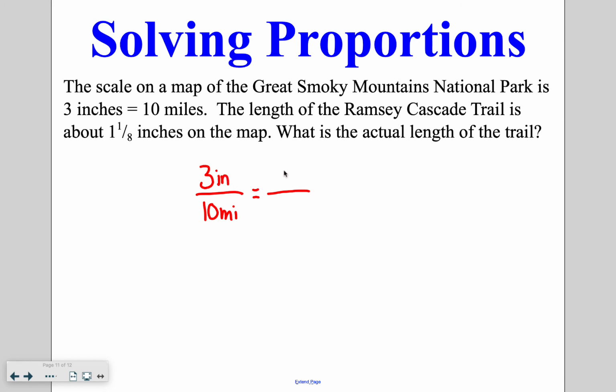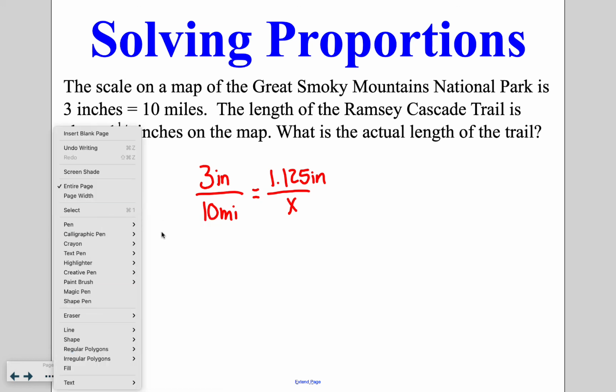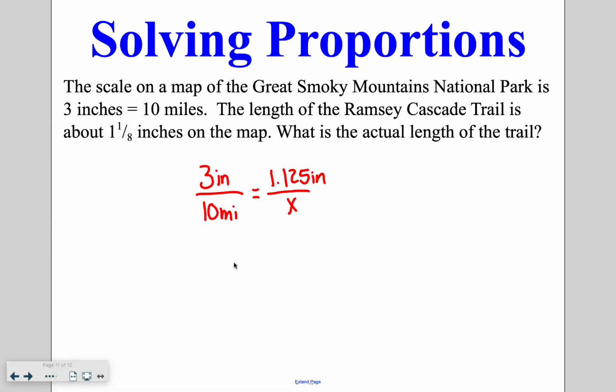I'm going to go ahead and turn that 1 1/8 into 1.125 inches. Easier to work with decimals sometimes. And then we are looking for the actual length of the trail. So that x is going to be in the bottom, and that's going to be a miles quantity. Now we use that same steps of cross multiplying to solve.